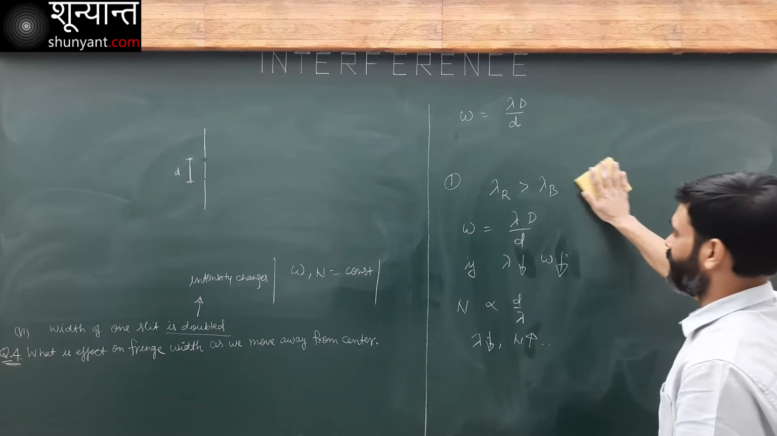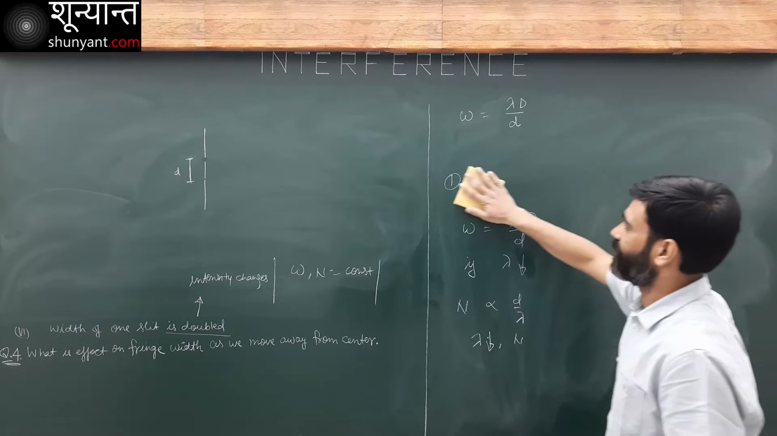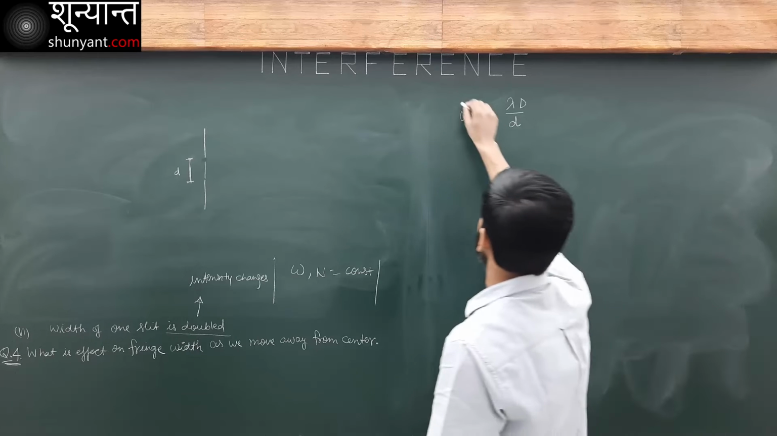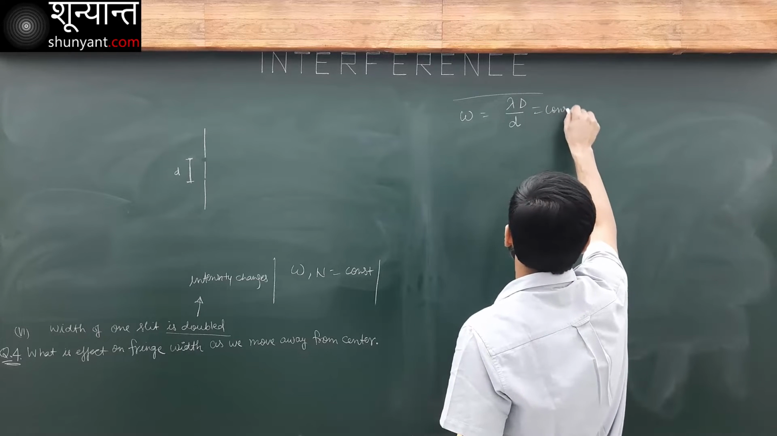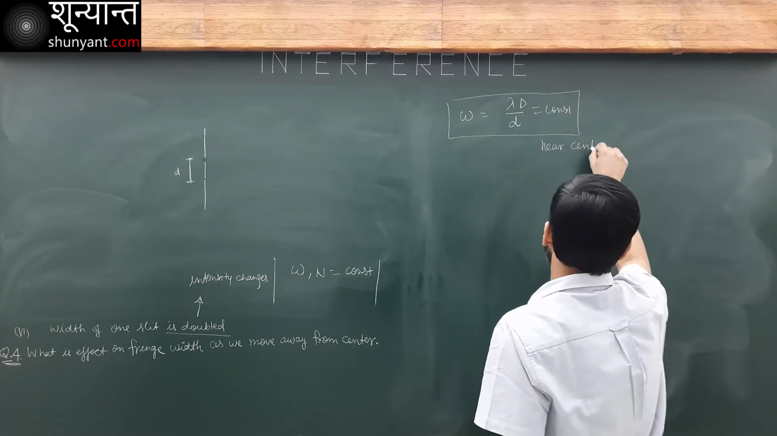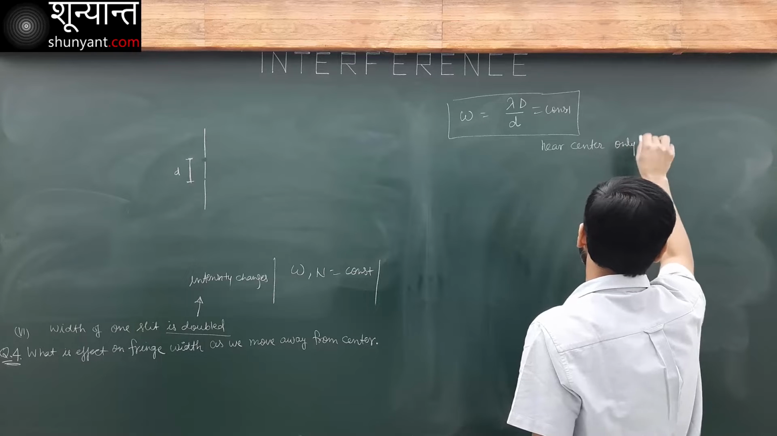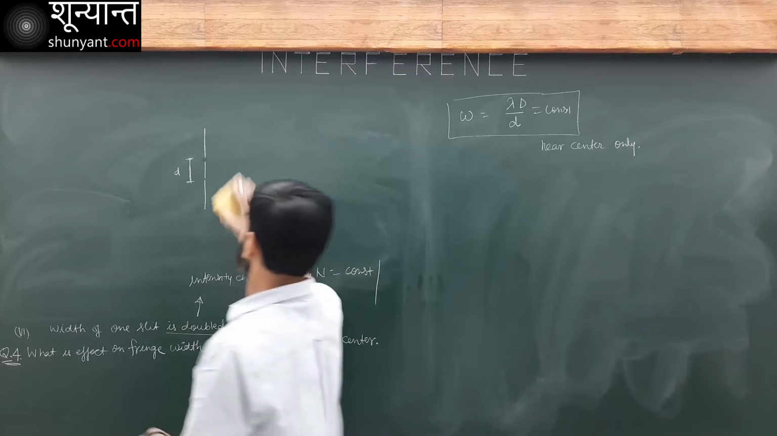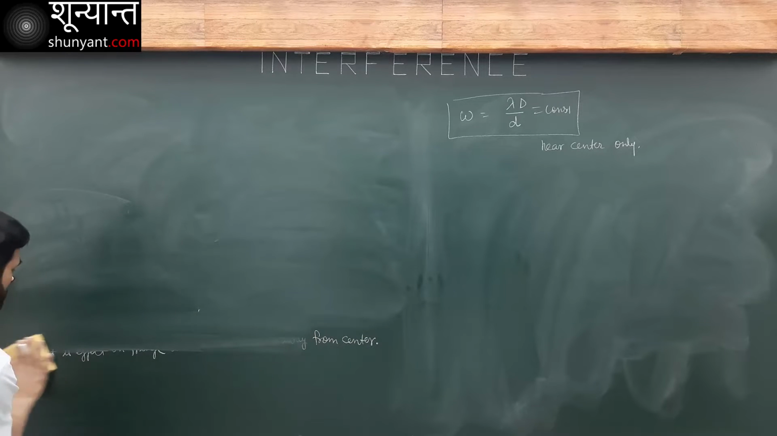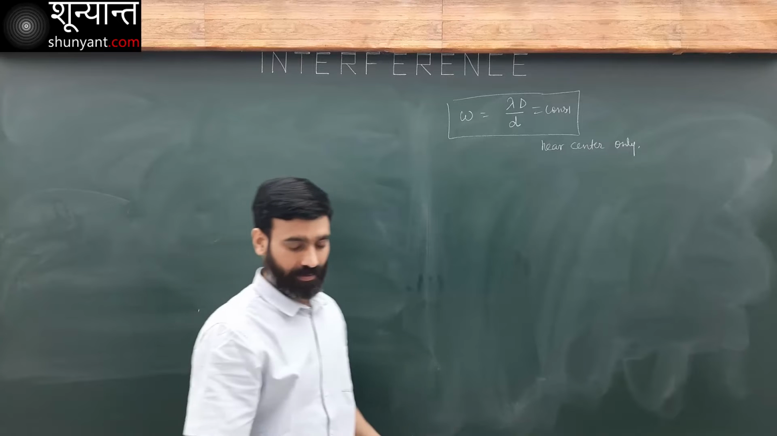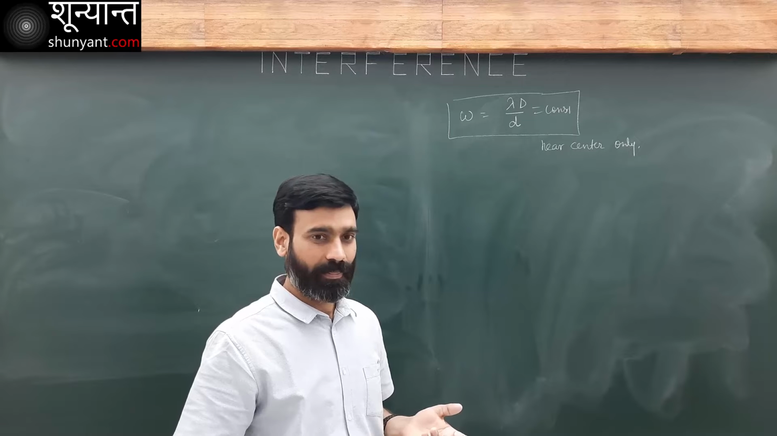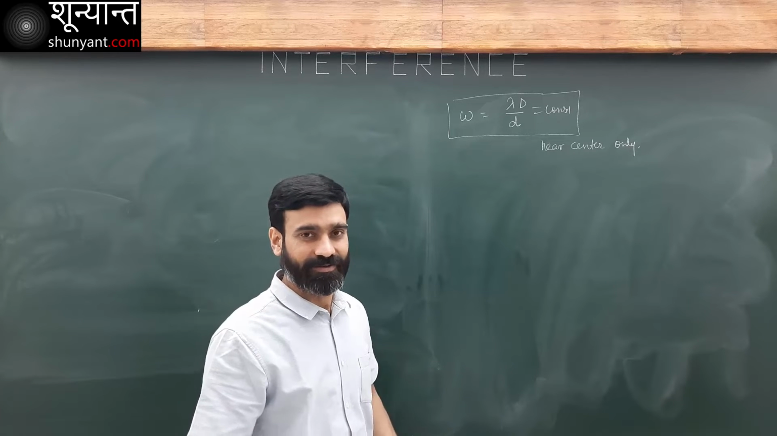Now, what about this last one? This we have been discussing. We said that omega is lambda D over d, constant near center. Near center only. What if I move away from center? What will happen if I start moving away from center? Will it remain constant or not? If not constant, will it increase or decrease? Let's try to understand this.